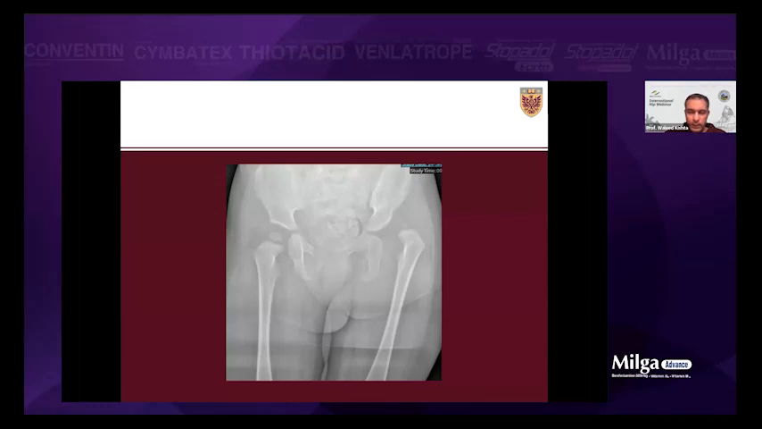So let's talk about the technique. Now my plan is open reduction. I'm ready for Dega osteotomy or pelvic osteotomy. I said Dega because it's my favorite, so this is biased, but any osteotomy would be fine. If you want to do Salter, it's okay. If you want to do Pemberton, it's fine. If you want to do Dega, it's okay. Any of them is fine.